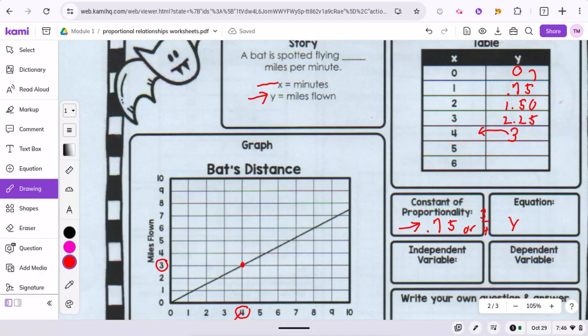So for this one, we'd have our equation of y equals, and then we would need to have that rate of 0.75, which is here for the unit rate of 1. So we'd have 0.75 times x.